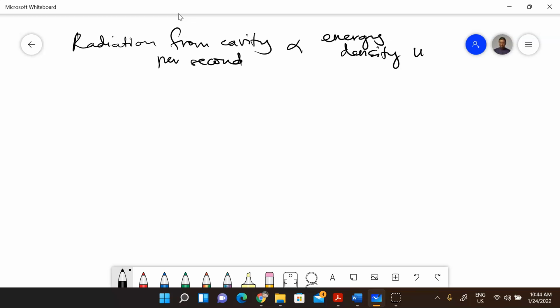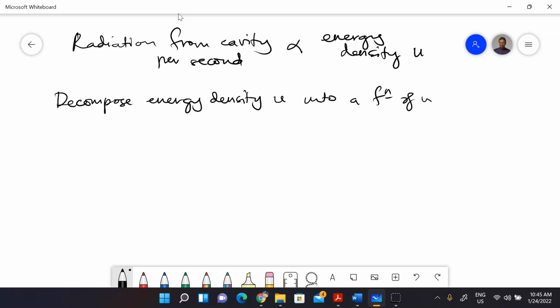Okay, so one needs to decompose this energy density, because one has possibly different radiations coming in of different wavelengths, so you need to be able to tell how the energy density depends on the wavelength of the radiations. So into a function of wavelength, and this is sometimes called the spectral density.